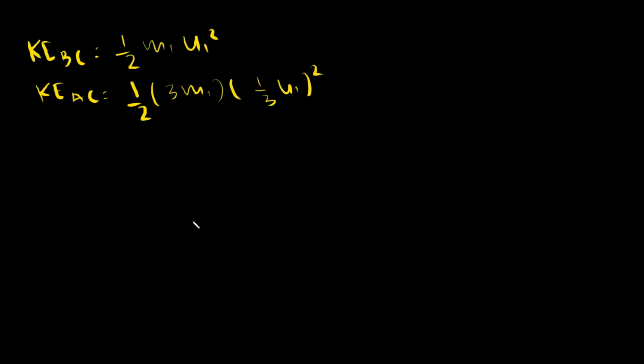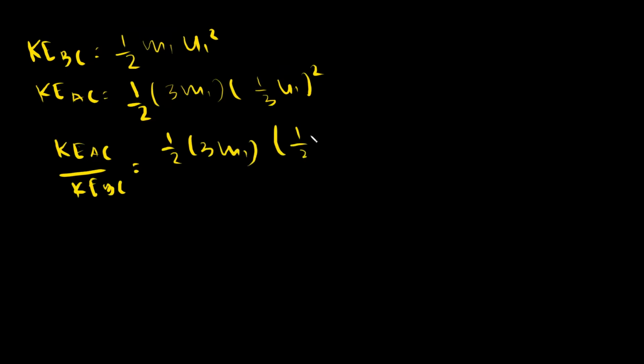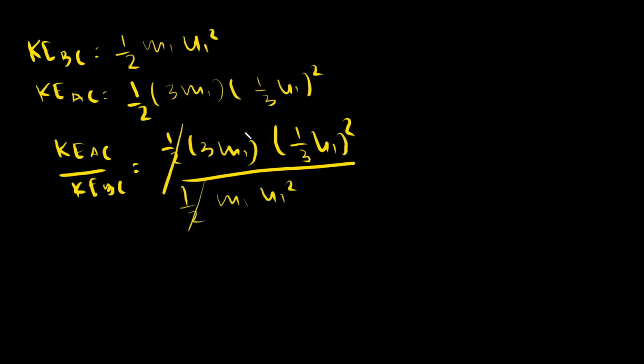Then again, you just divide KE after collision by KE before collision. So you have 1/2 times 3m1 times 1/3 u1 squared, divided by 1/2 m1 u1 squared. Those cancel. Then simplify, and the answer you get is 1/3. 3 times 1/3 squared is 1/3. So this is the final answer.